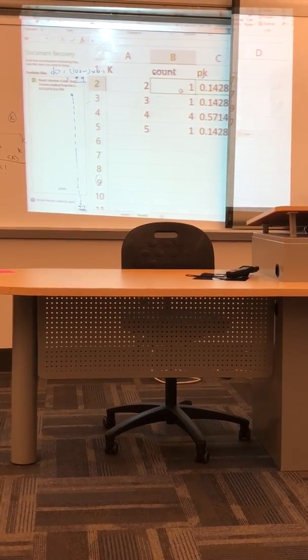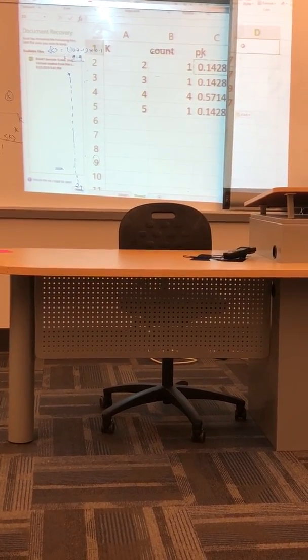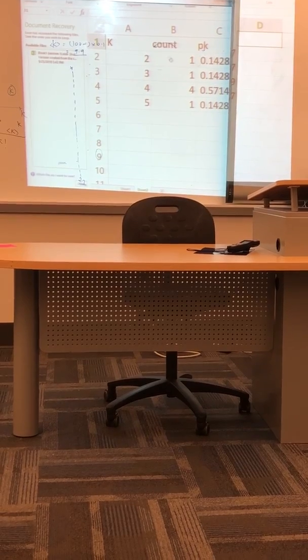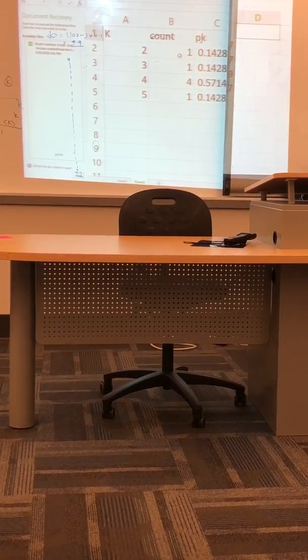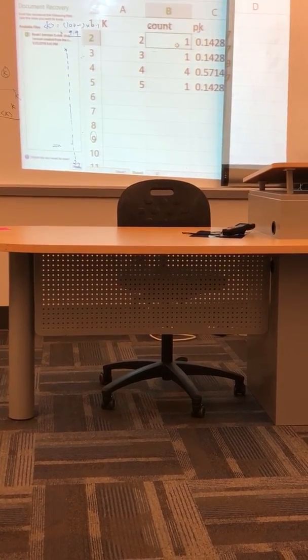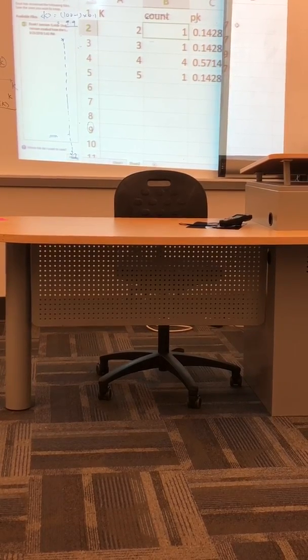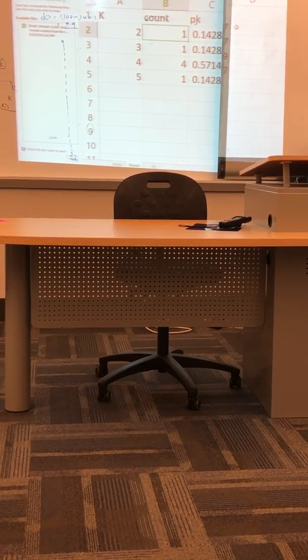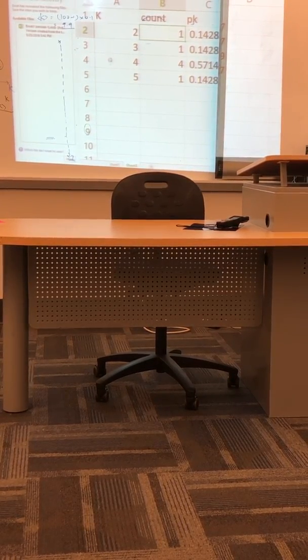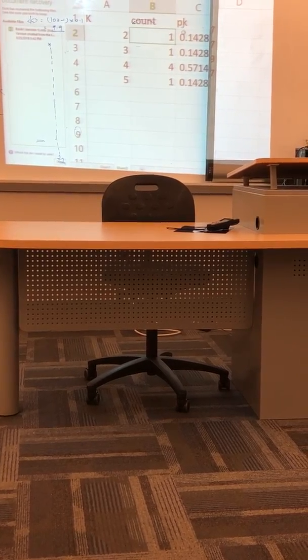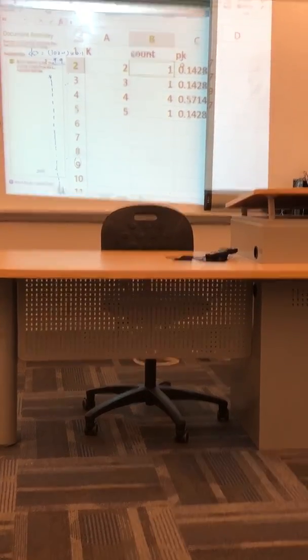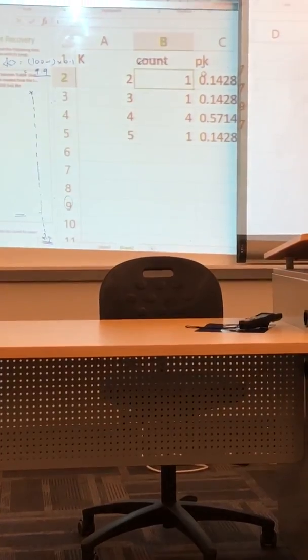This is how you did it before: the number of vertices with a specific degree divided by the number of nodes. That will give you the probability for this degree, pk. These are the actual pk values for this graph.